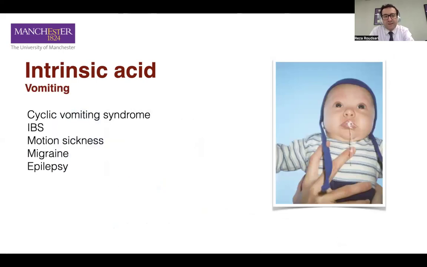So looking at other intrinsic sources, you're looking at any other condition which causes vomiting, and one of the more common ones is cyclic vomiting syndrome.